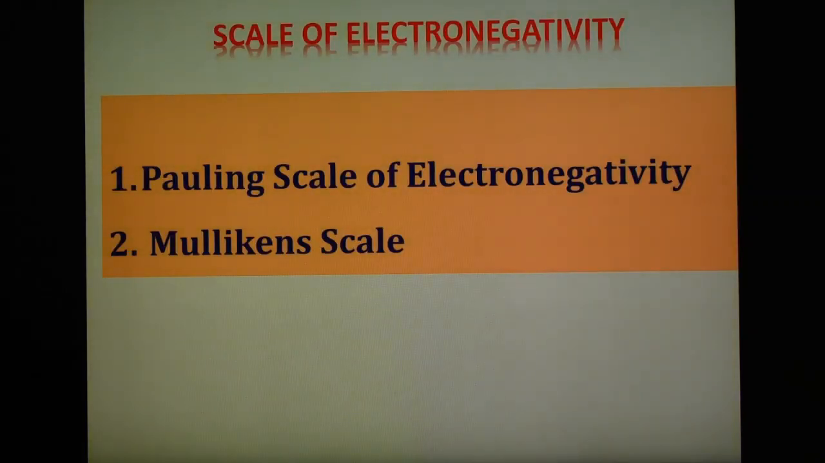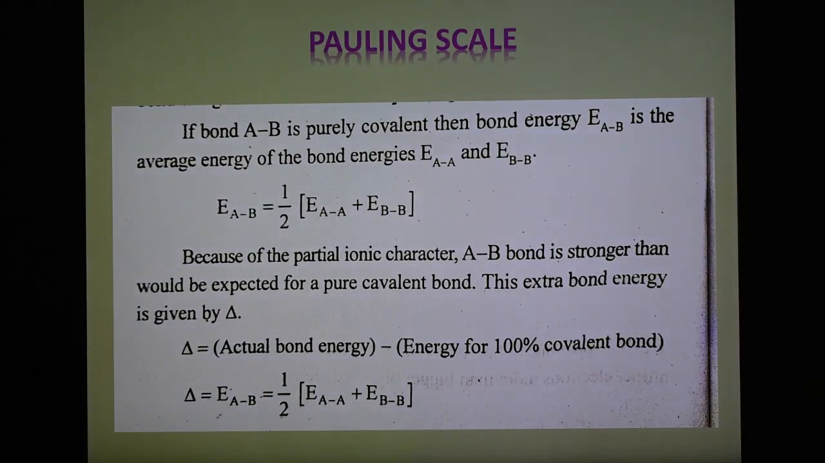Now there are two scales of electronegativity. One is the Pauling scale and the second is the Mulliken scale, and both are important. First we are going to see the Pauling scale. Pauling proposed a scale of electronegativity, and this scale is based on the empirical relation between the bond energy and the electronegativity of the bonded atoms. So there is an important relationship between bond energy and electronegativities of the bonded atoms.